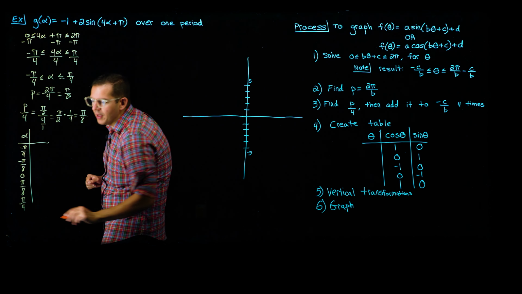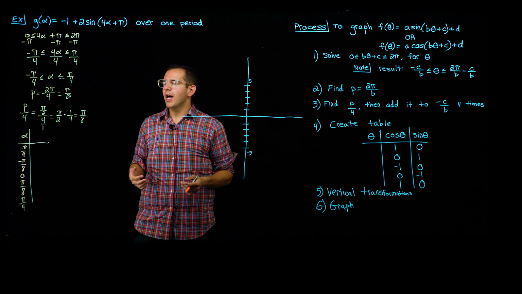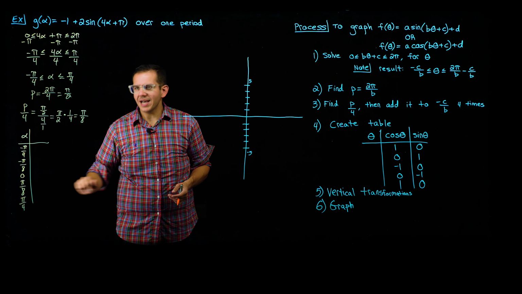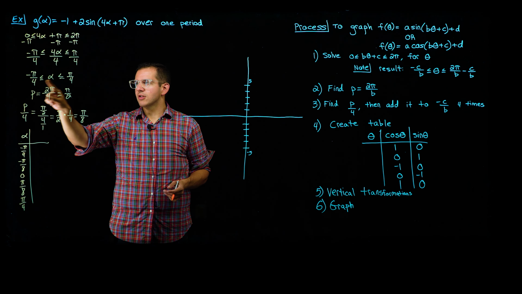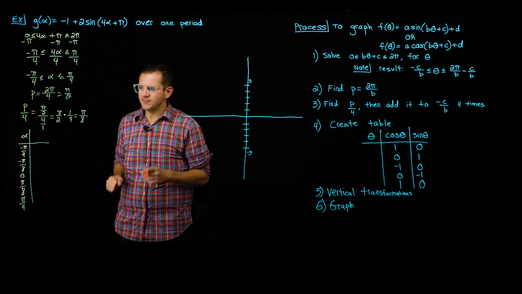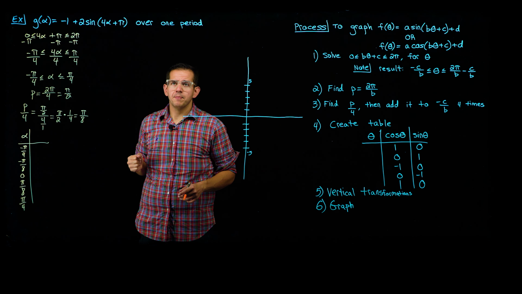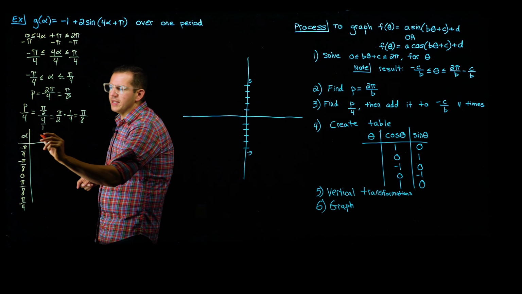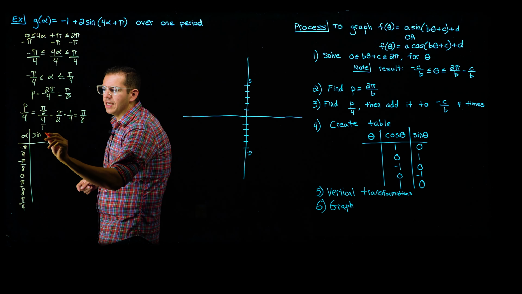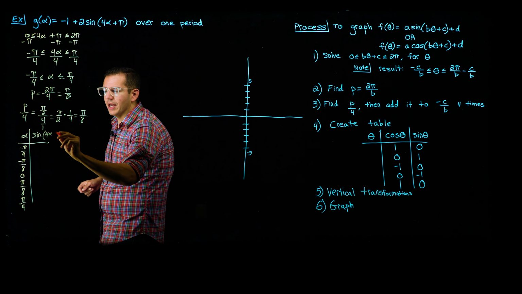over 4. And this is a quick check to make sure you're on the right track, that things are going well. If you look at the first and last values of your table, they should match the first and last values of your inequality. So far, so good. Now we are solving for sine. So this table represents sine of 4 alpha plus pi.